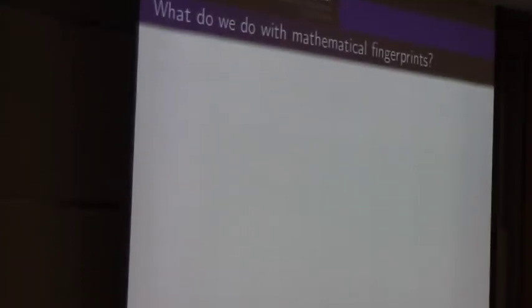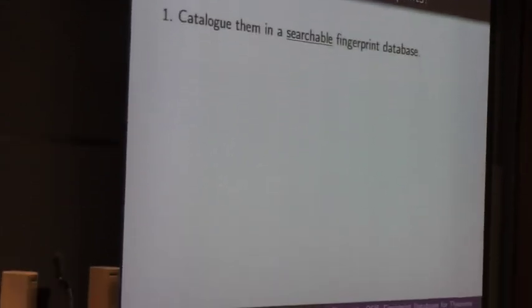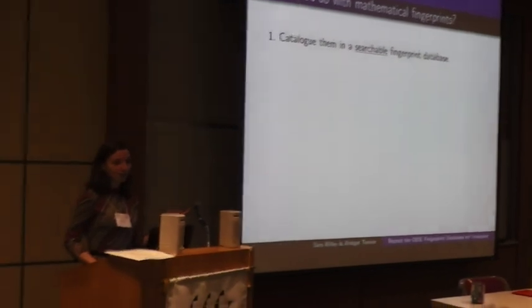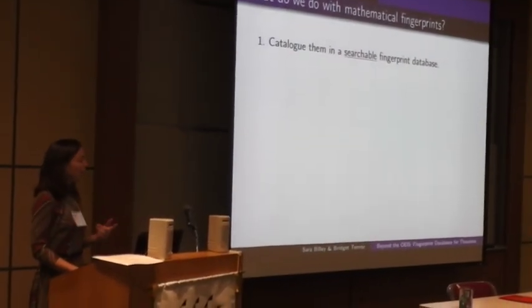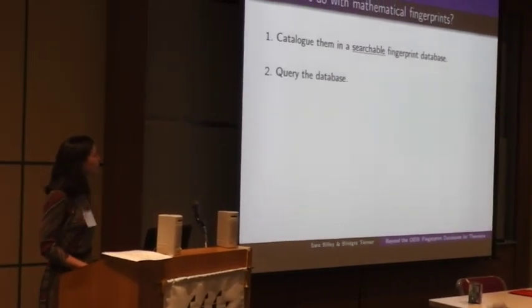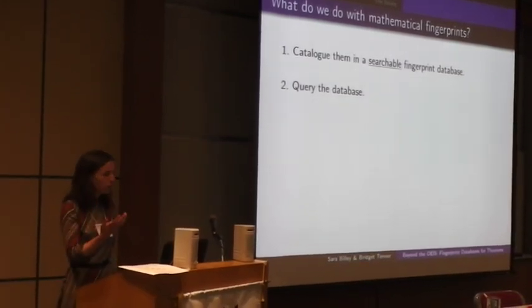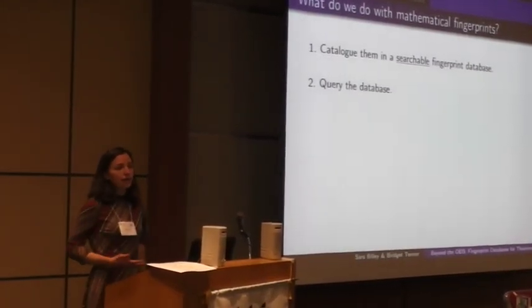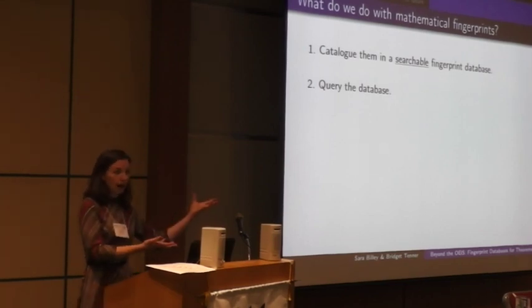So I should really explain what we do with mathematical fingerprints. Well, we start by cataloging them in a searchable fingerprint database. So your image of the OEIS is sort of your canonical example here. And again, this is building off of fingerprints. The next thing you do is when you come up with something interesting that you can fingerprint in this way, you look for that item in the database. You query the database, you say, knock, knock, is this guy inside?